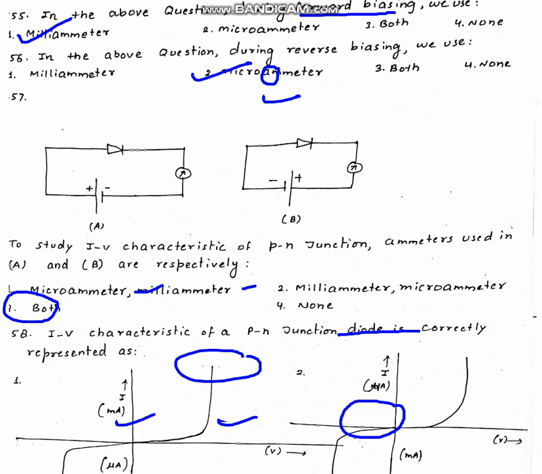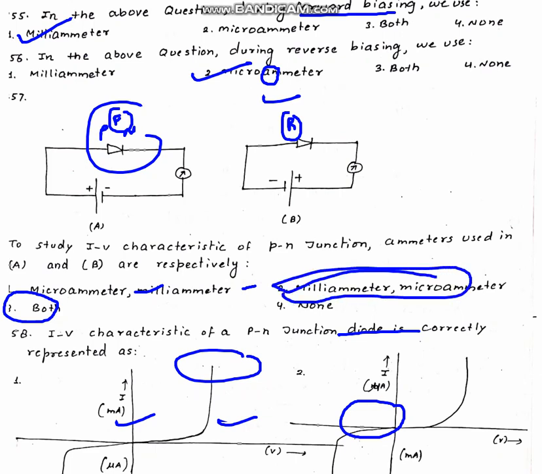Now, to study IV characteristic, the meter used in A and B. Here in A you can see that this is P side and this is N side. P is connected to the positive side, so this is forward biased, and here it is reverse biased. So in A we will use milliammeter and in B microammeter, so second will be correct over here. Next, IV characteristic of a PN junction is shown by first, as forward current is in milliampere and reverse current in microampere.